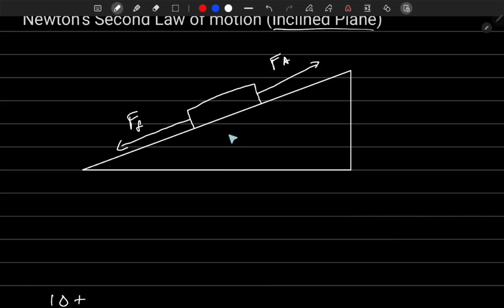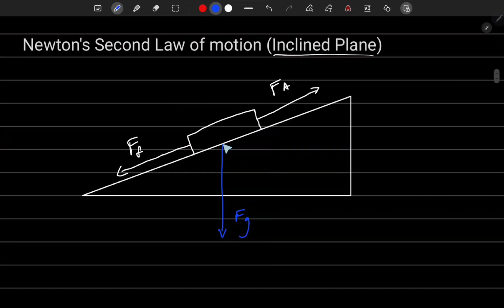Well, we also happen to have the force of gravity that is pulling this particular object downwards. So let me draw this in a different color. There is a force of gravity that is facing down. So this is the force of gravity. And another force that is acting on this object is the normal force.